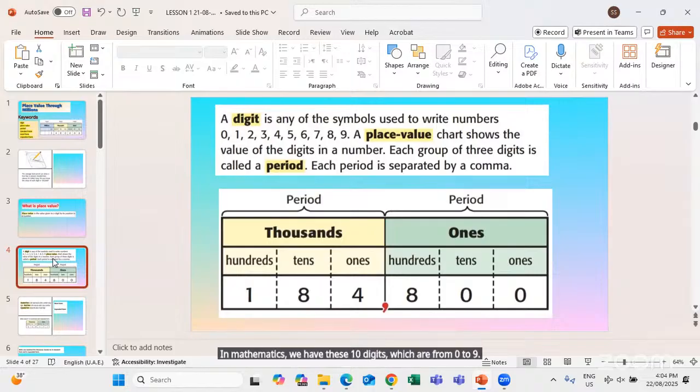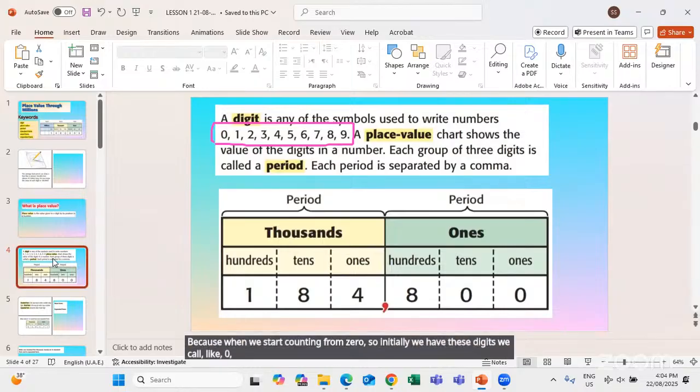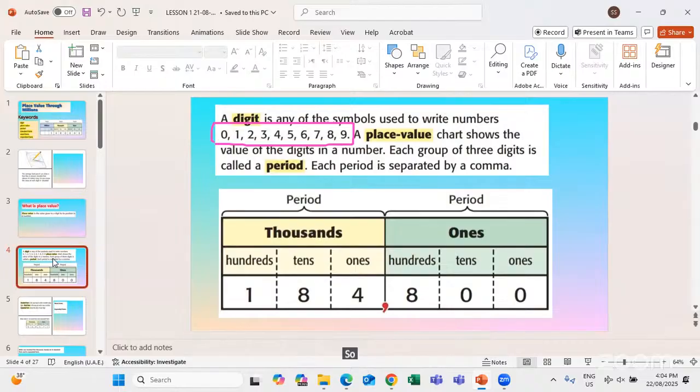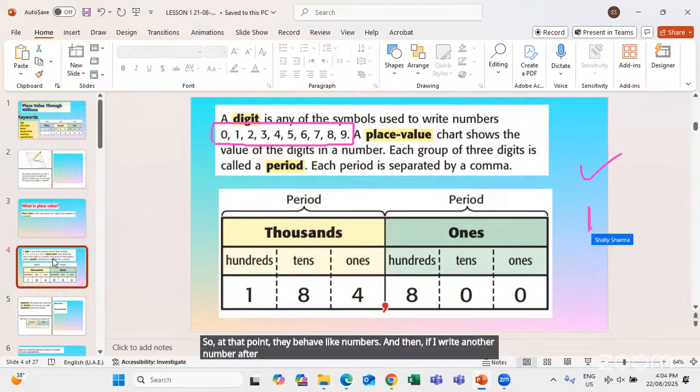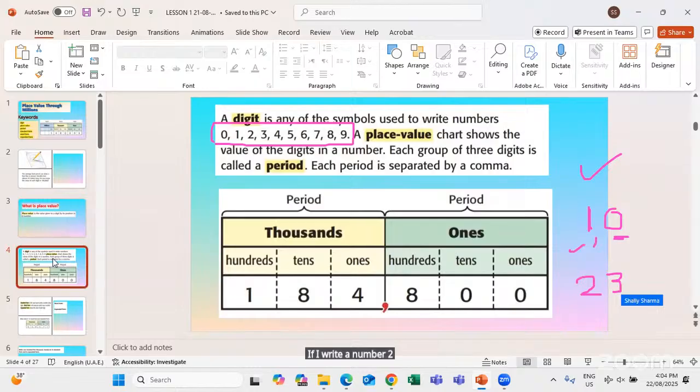These 0 to 9 are also called numbers as well as digits, because when we start counting from 0, initially we have these digits we call like 0, 1, 2, and so on up to 9. So at that point they behave like numbers. And then if I write another number after 9, which is 10, it is made up of two digits which are 0 and 1. If I write a number 23, this number is again made up of the two digits which are available here, 2 and 3. So any number in maths is made up of the digits which are given here from 0 to 9.